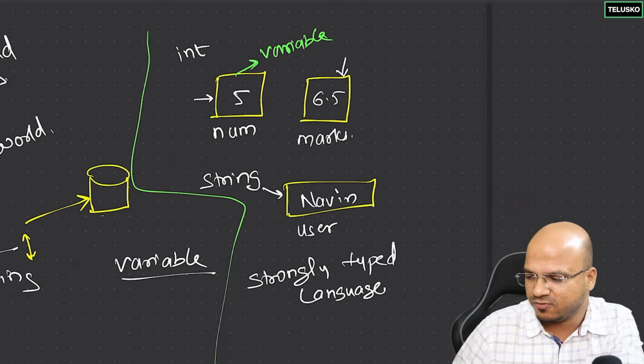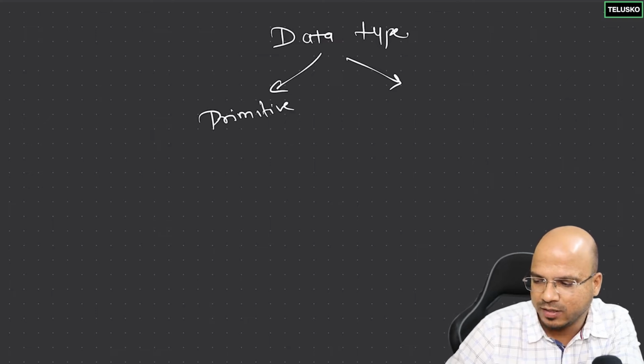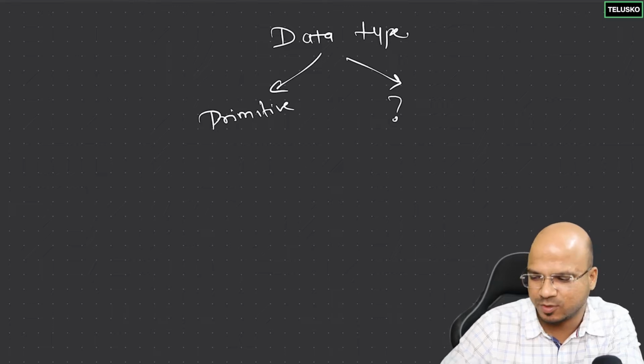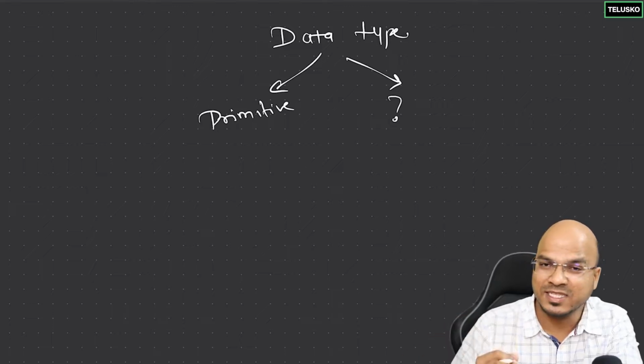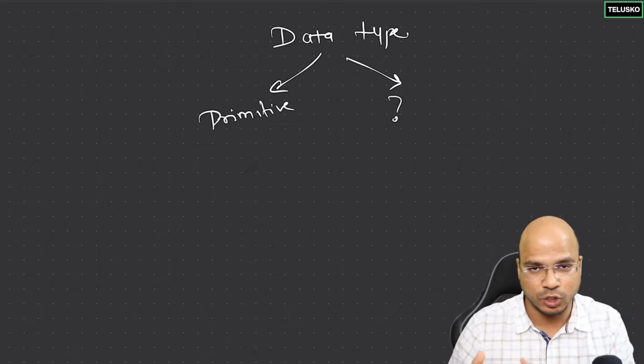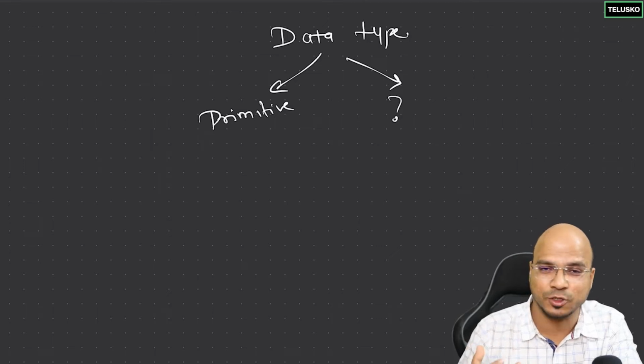So let's talk about the first thing, which is data type. In fact, there are two categories of data type which we can normally work with. One is called primitive and the other one we'll keep as a question mark. At this point we are not discussing the second one. The first one is primitive. In Java we have a lot of inbuilt data types available which you can use, and they are primitive. Primitive simply means it is simple and basic to work with.